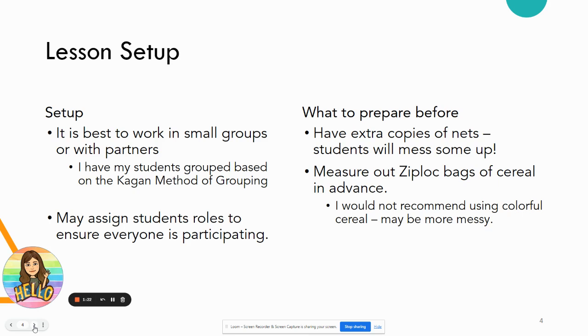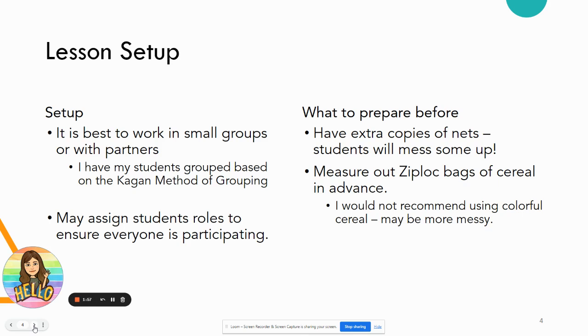Now, the lesson setup. In my opinion, it's best to work in small groups. I have my students in Kagan grouping, and I always think that this works very well, but I understand different personality types want to do things differently. I could see this working well with partners, but obviously somewhere along the line, your students will need to communicate with others, so just keep that in mind. Whenever I use the Kagan grouping, I try to assign student roles, things like time monitor, work checker, discussion leader, just to be sure that everyone has something they're responsible for.